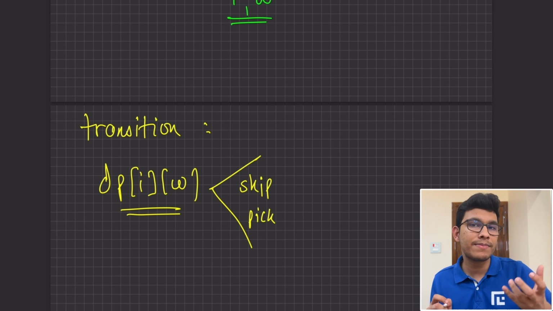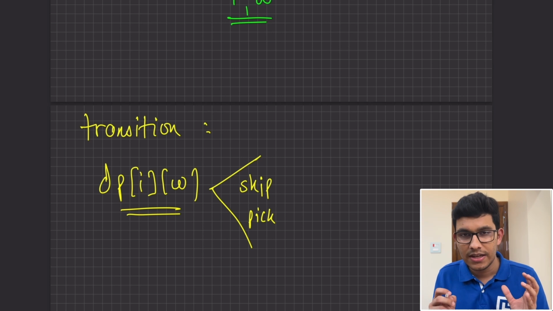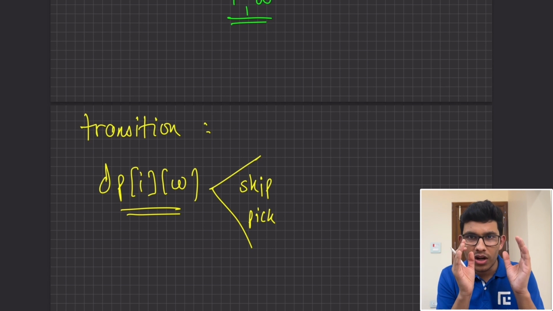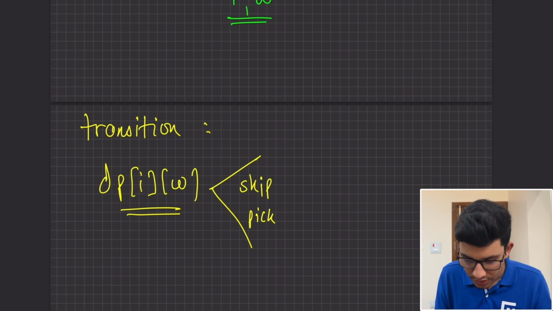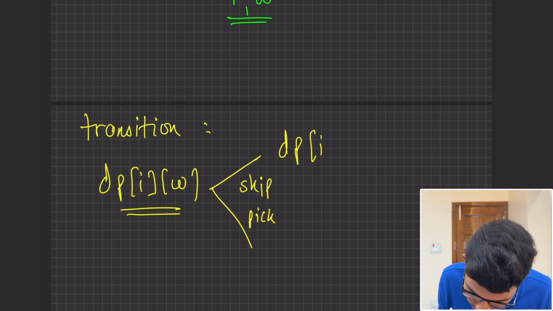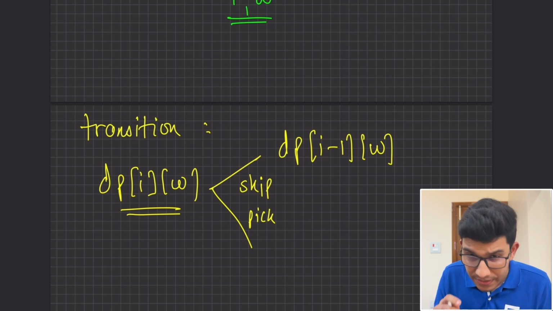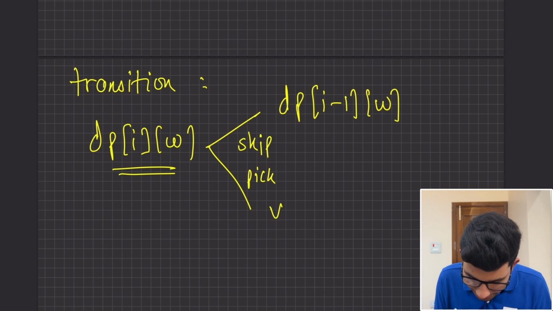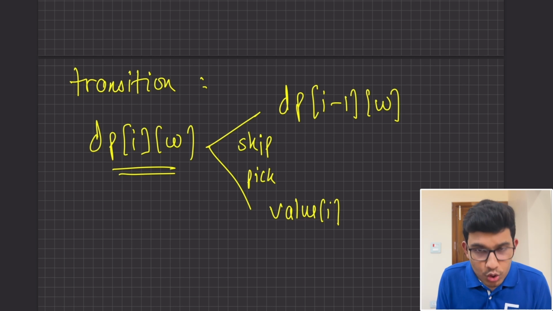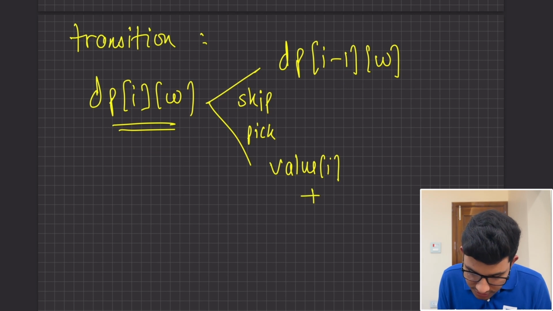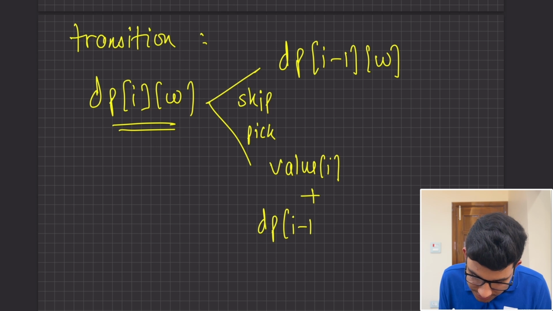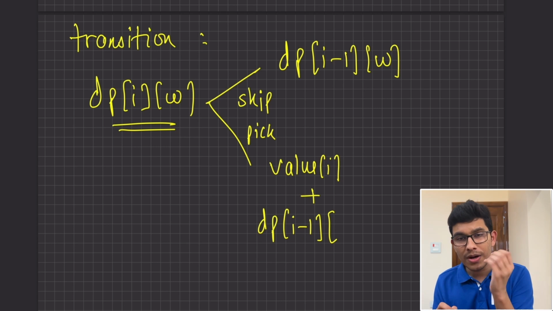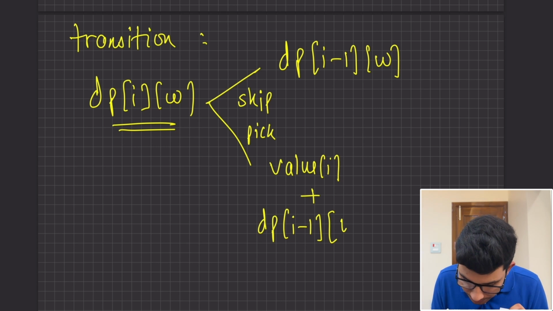If we skip the current element, what happens? We are just concerned about a prefix of smaller size but with the same capacity. So we'll say it is equal to dp of I minus 1 comma w. Prefix of smaller size but the capacity remains the same. If we pick, we add value of I to our current answer, and then also consider the prefix of smaller size, which is going to be dp of I minus 1. What is going to be your new capacity? Your new capacity is going to be w minus weight of I.